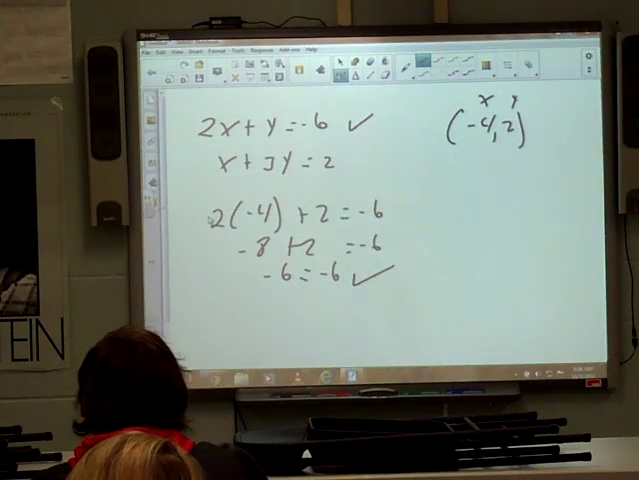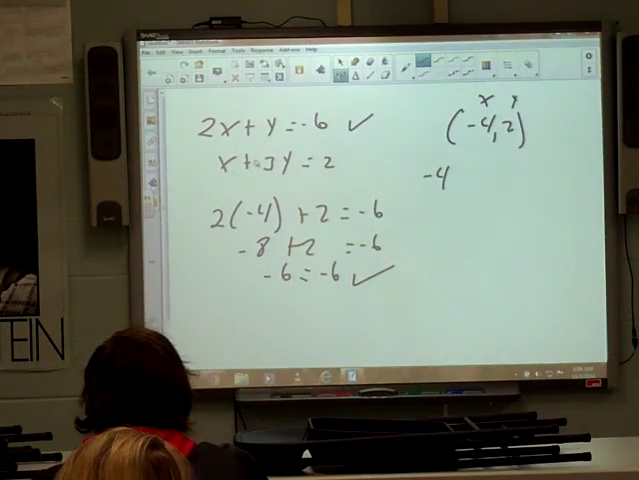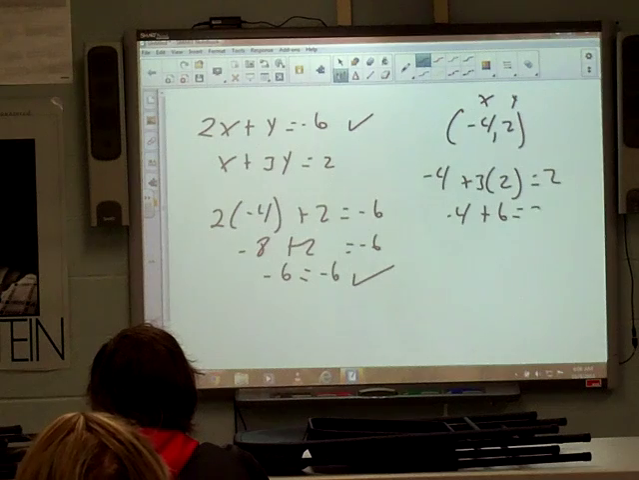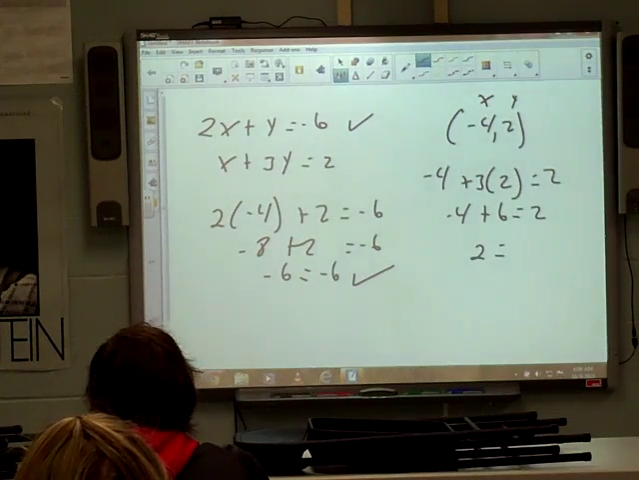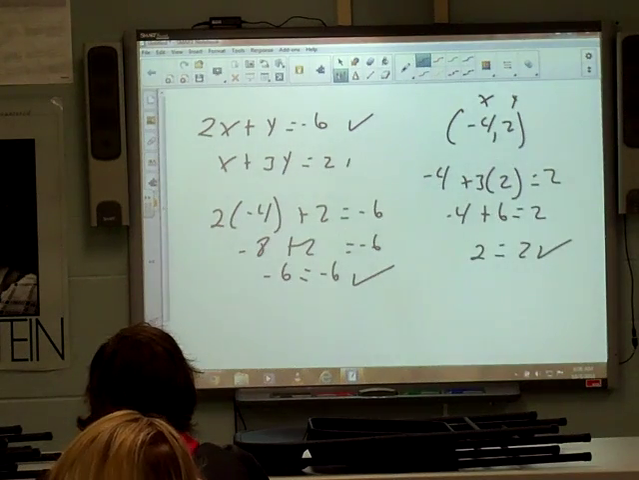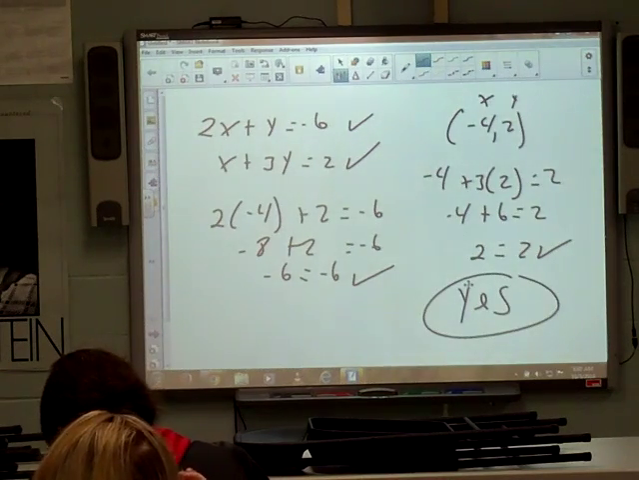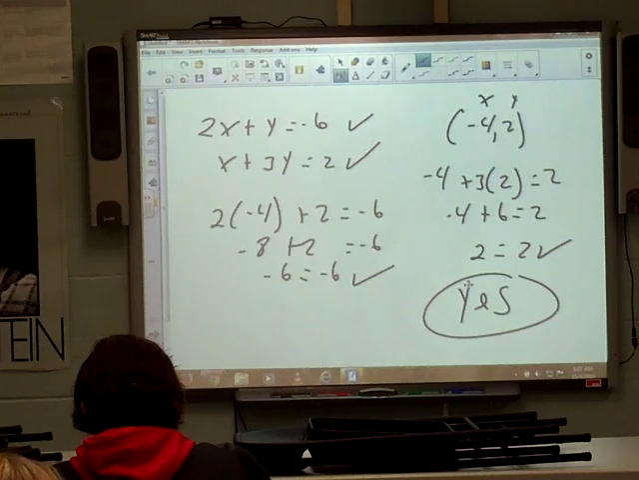It's going to also make the second equation true. Okay, so we would say negative 4, I put negative 4 in the second equation in the x spot, plus 3 times 2, because that's my y, equals 2. Negative 4 plus 6 equals 2. Negative 4 plus 6 is 2. So is this a solution to that equation? Yes. Okay, pretty simple on that.